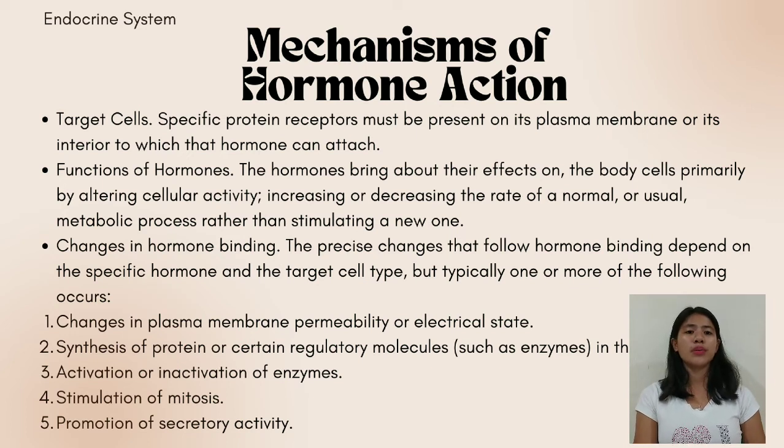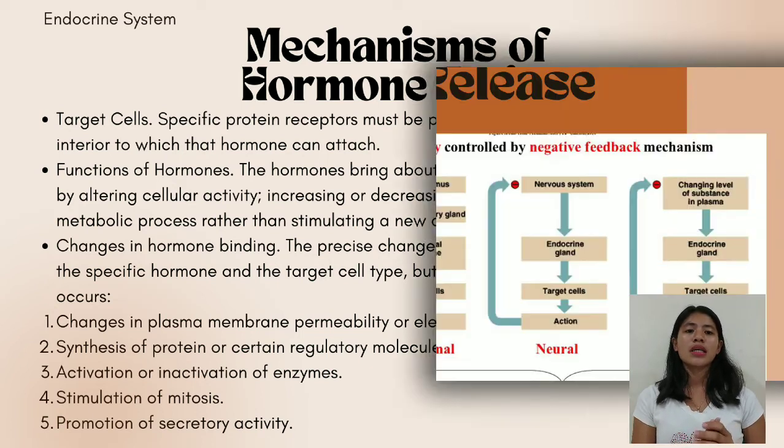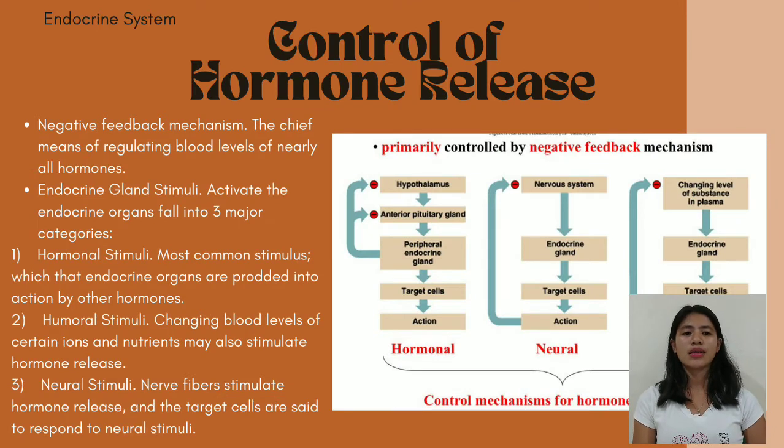So the changes following hormone binding: the precise change that follows hormone binding depends on the specific hormone and the target cell type. But typically, one or more of the following occurs. Number one, changes in plasma membrane permeability or electrical state, synthesis of proteins or certain regulatory molecules such as enzymes in the cells, the activation or inactivation of enzymes, the stimulation of mitosis, and lastly, promotion of secretory activity.